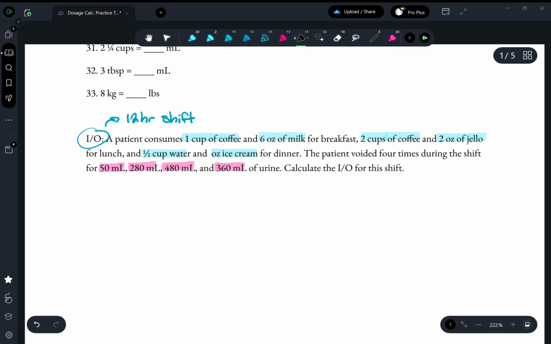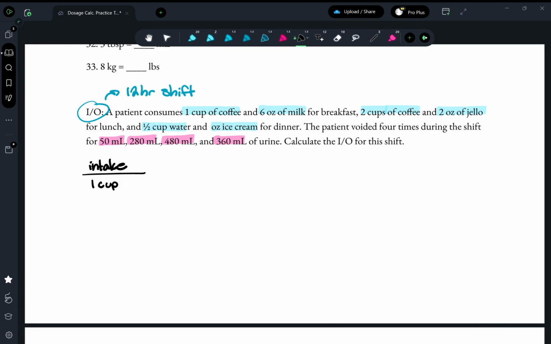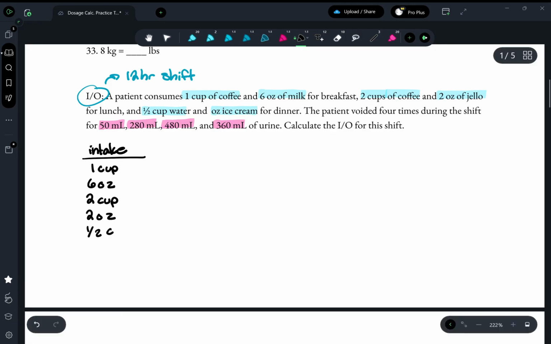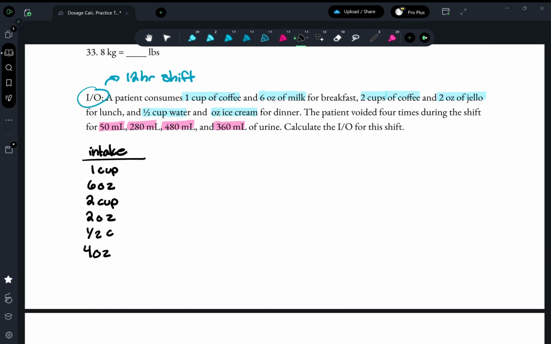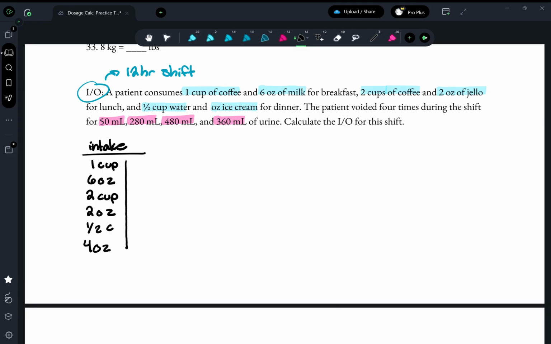So let's start with our intake. Again, I prefer step-by-step conversions. So we have 1 cup of coffee, 6 ounces of milk, another 2 cups of coffee, 2 ounces of Jell-O, whoops, half a cup of water, and then 4 ounces of ice cream. No ice in this one. So I am starting with cups, so the next conversion down is going to be our ounces. So 8 ounces here, the 6 ounces is the same. 16 ounces, because this time it's 2 cups. 2 ounces stay the same. Half a cup is going to be 4 ounces. And then 4 ounces.